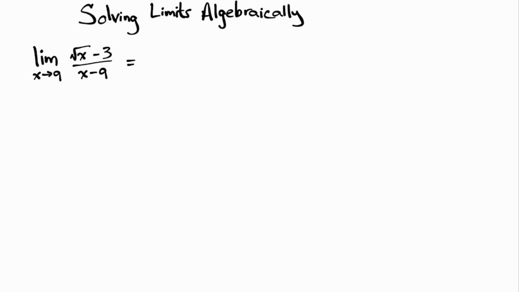Okay, so here we are looking at solving limits algebraically. And whenever we do this, we first start by simply doing a plug-in of the value x is approaching, just to see what we get. And at first, when we plug it in, we see that we get 0 over 0. And this is known as an indeterminate limit.